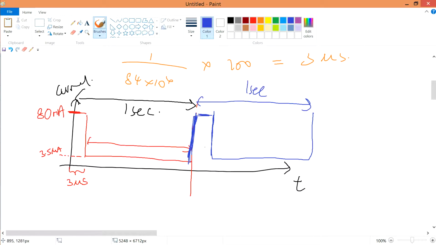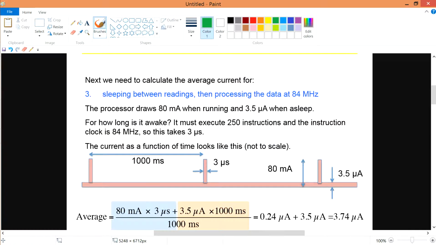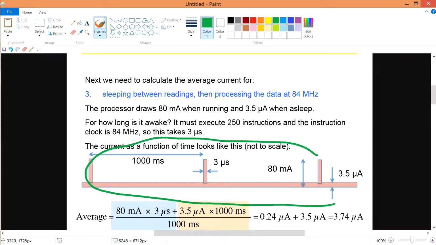So you can say that this thing over here is your 3 microsecond, as I have said, and this whole thing over here is your 1 second minus 3 microsecond. So this whole thing is actually 1 second. In the next round again, you take information, sleep, and repeat. Therefore what I have been drawing all along is this thing over here.